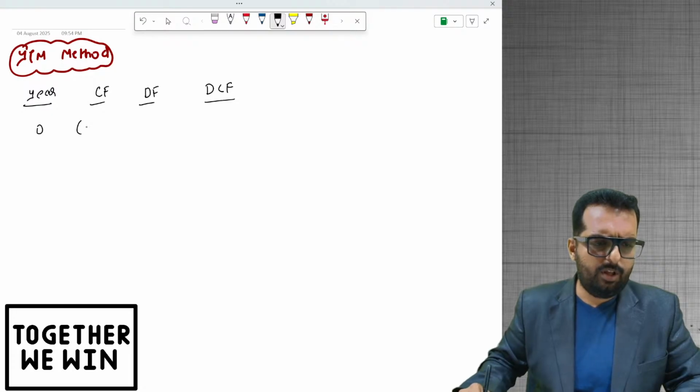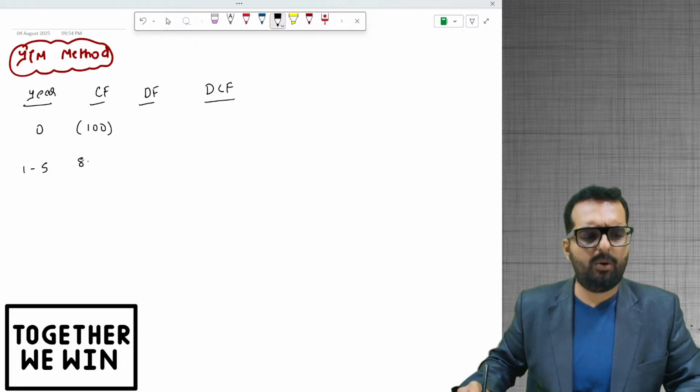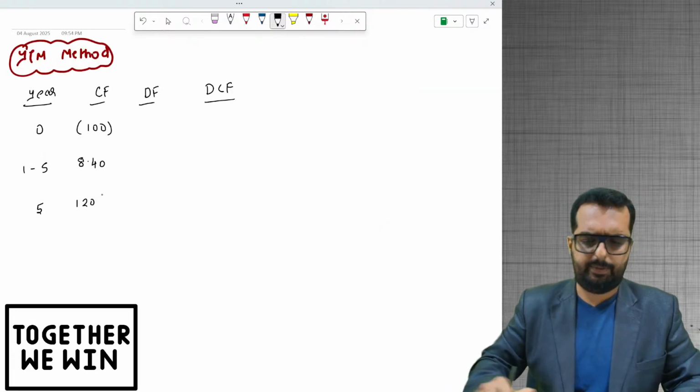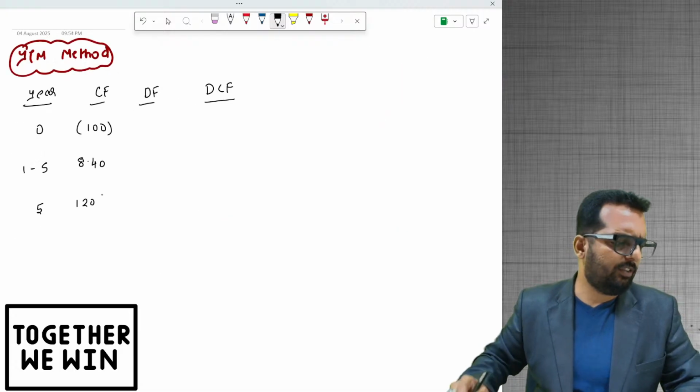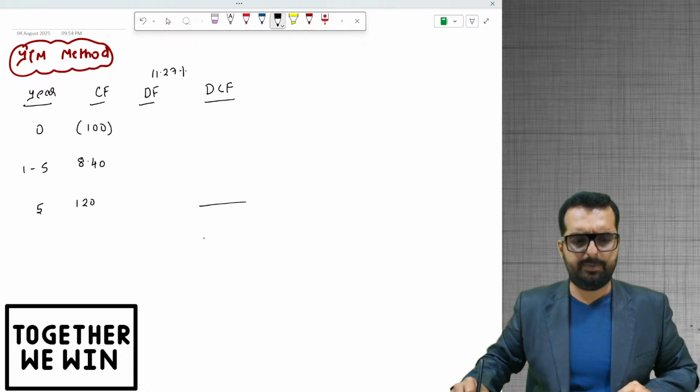Year 0, I get a loan of 100. Year 1 to 5, I pay a loan of 100. Year 1 to 5, I get 8.4. At the end of year 5, I get how much money? 120. Now my initial discounting factor is how much percentage, friends? Is it turning out to be 11.27 percentage?